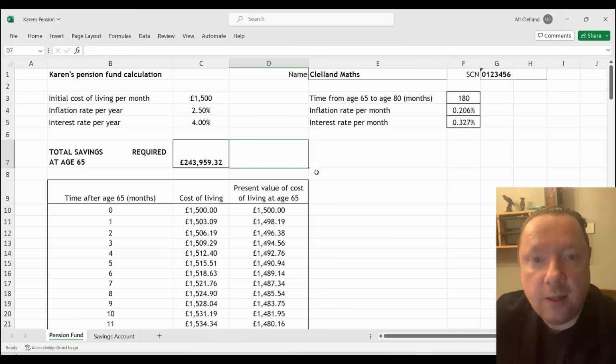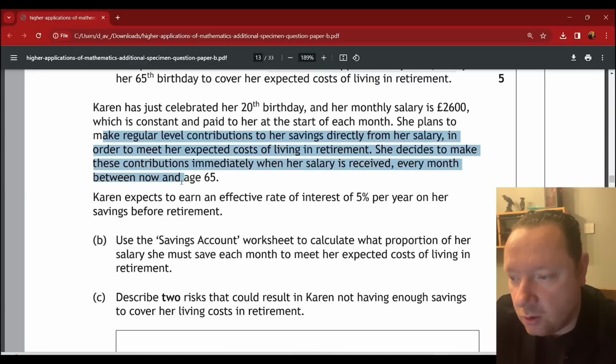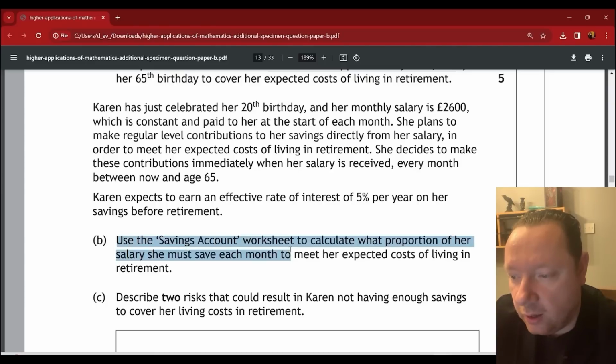Okay, Karen just celebrated her 20th birthday and her monthly salary is 2,600, which is constant and paid at the start of each month. She plans to make regular level contributions to her savings directly from her salary in order to meet expected cost of living and retirement. She decides to make these contributions immediately when her salary is received every month between now and age 65. Karen expects to earn an effective rate of interest of 5% per year on her savings before retirement. Use the savings account worksheet to calculate what proportion of her salary she must save each month to make her expected cost of living in retirement.